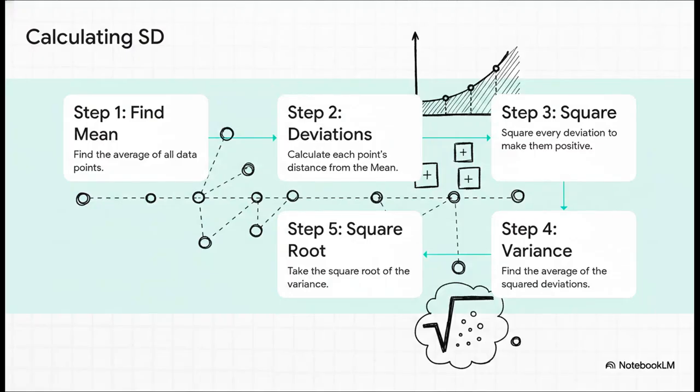Calculating it is really just a few steps. First, you find the average of all your numbers. Then, you see how far each number is from that average. You square those distances to get rid of any negative signs, find the average of those squared numbers, that's called the variance, and finally, you just take the square root. Boom, that's your standard deviation.